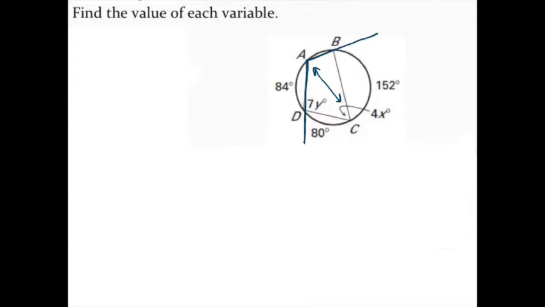Recall that an inscribed angle is half of the arc it intercepts. I can find that entire arc because it is going to be the sum of those two pieces right there. Adding those two pieces together, I find out that that entire arc is 232 degrees. Since we know from the previous video that the inscribed angle that intercepts that arc is half of this, I can divide that by 2 to find out that angle A is 116 degrees.